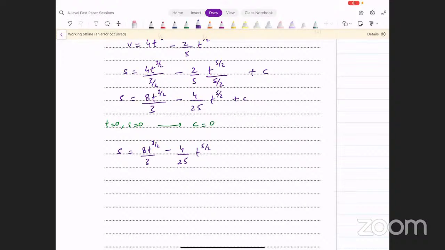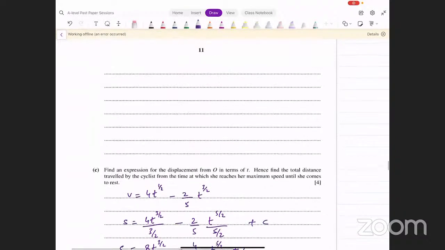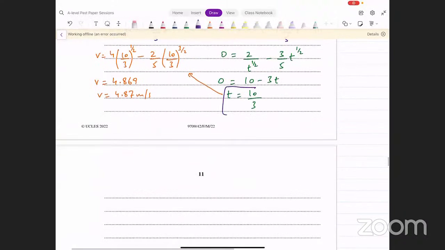अच्छा, अब देखें उसने क्या पूछा. उसने कहा hence find the total distance traveled by the cyclist from the time at which she reaches her maximum speed until she comes to rest. Okay, so start कहाँ से करना है? From the point she reaches her maximum speed. What was that time? We've got this time here. इस point पे वो maximum speed पे पहुंची थी 10/3 के ऊपर.